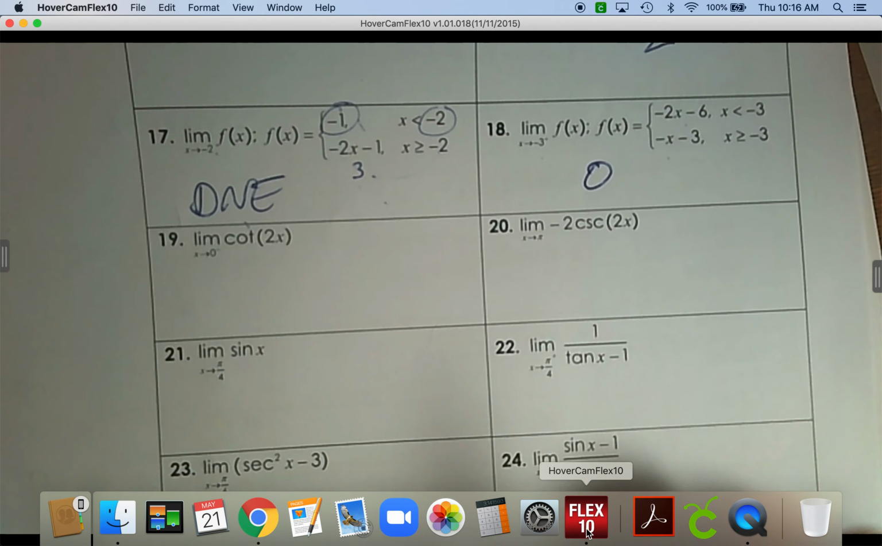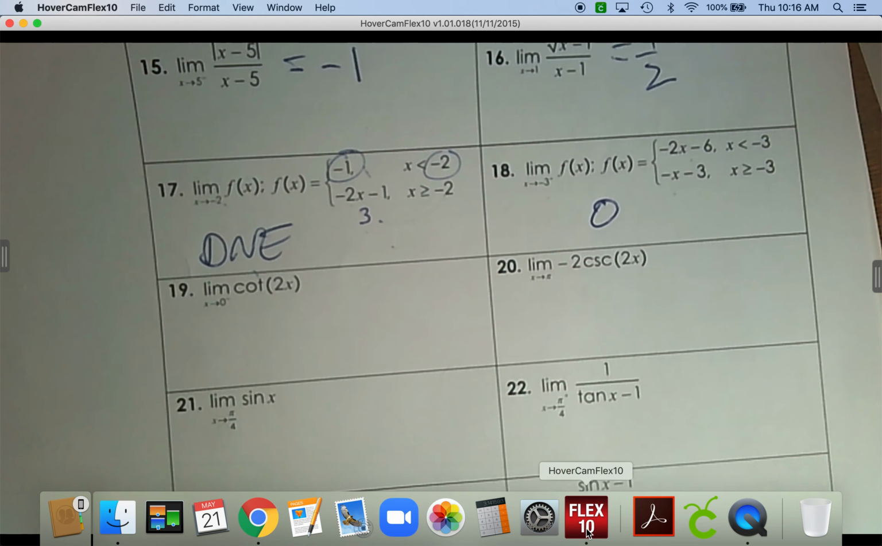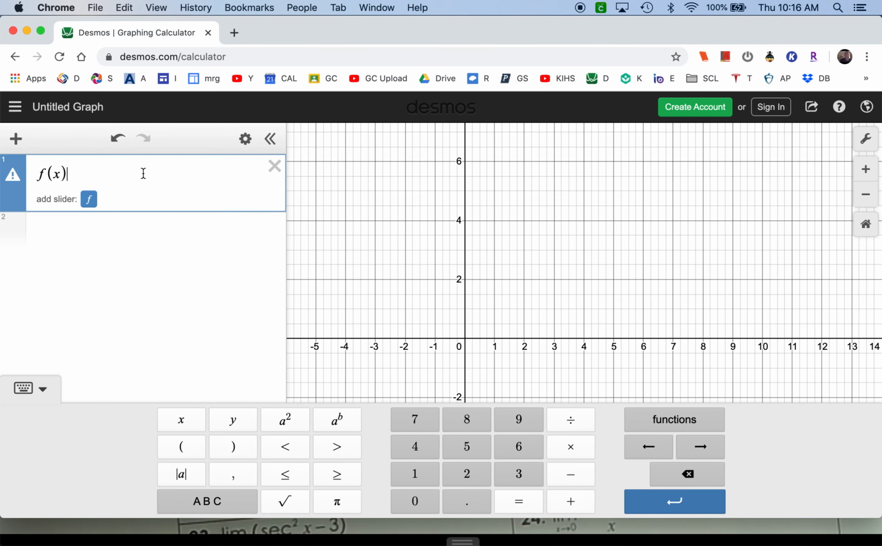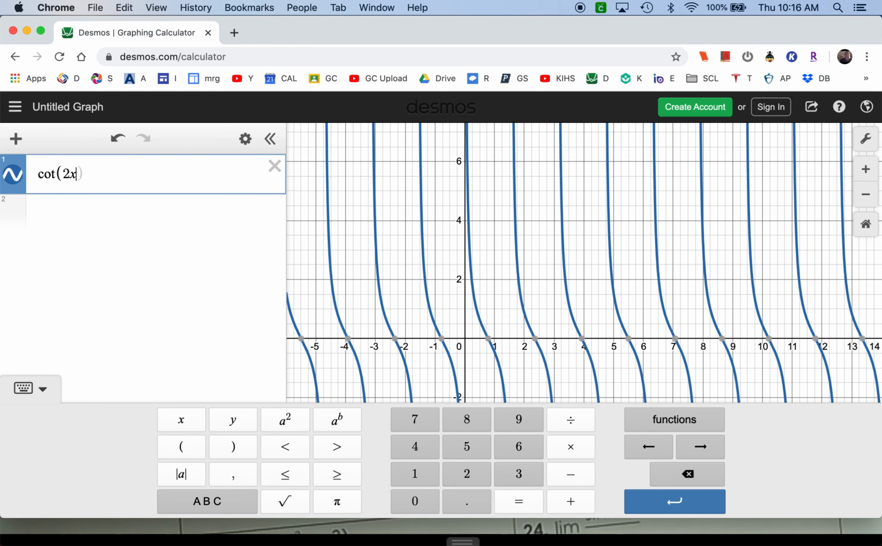Here, I'm going to need a graph. The rest are trig functions, and I'm just going to graph those. So let me go to the graph again, and I'm just going to type them in, look at it, and do our best, okay? So cotangent 2x. Make sure I know where I'm looking at. So I'm looking at 0. So at 0, what's happening to the left? And can you see it's going down forever? So the answer is -infinity.